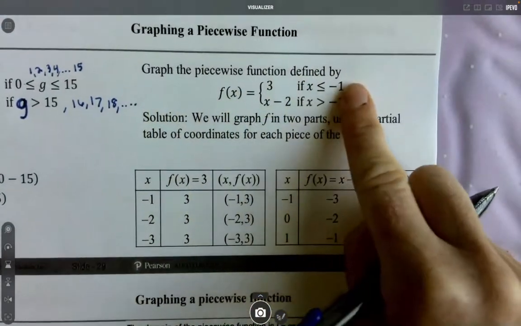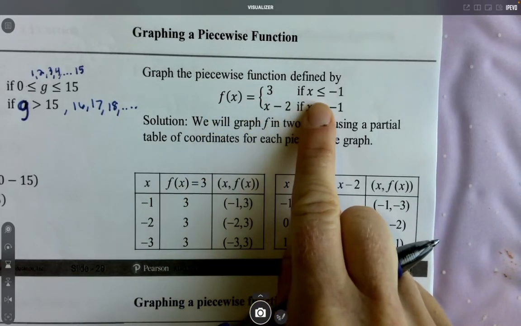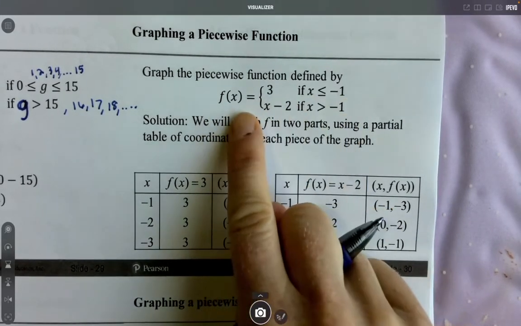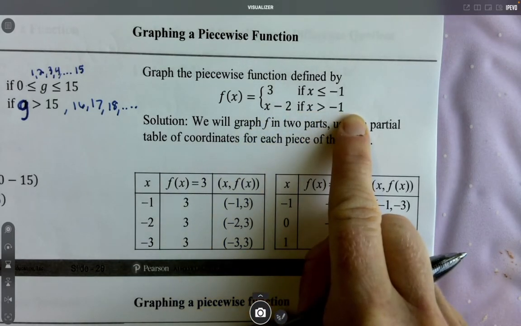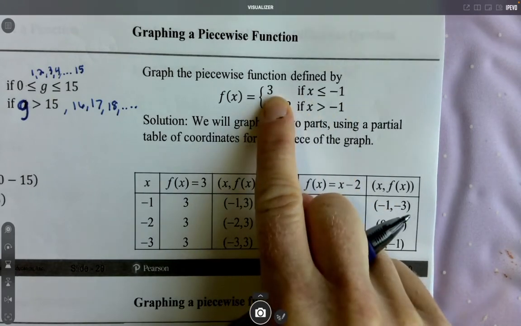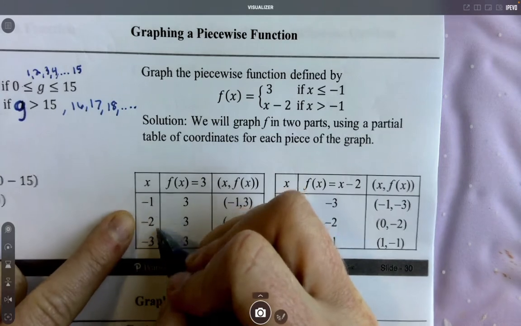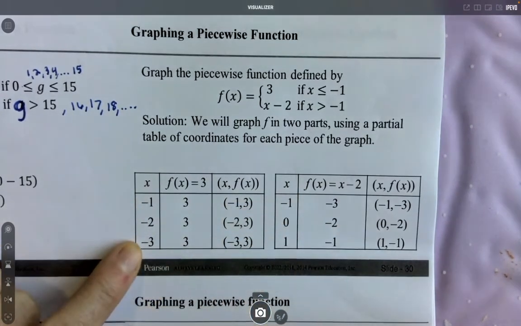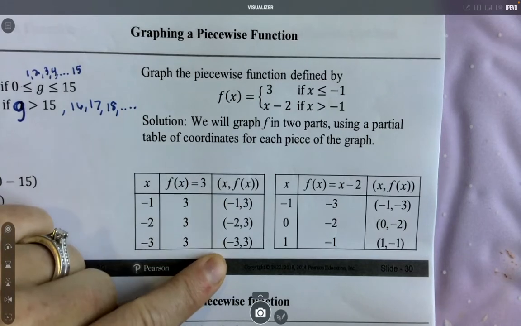So given this function, we are going to look at f of x equals 3 when x is less than or equal to negative 1, and f of x equals x minus 2 when x is greater than negative 1. So for any values less than or equal to negative 1, it's just going to equal 3. So that is this right here. See how all these values are negative 1 or less? It just equals 3. So here's your function.